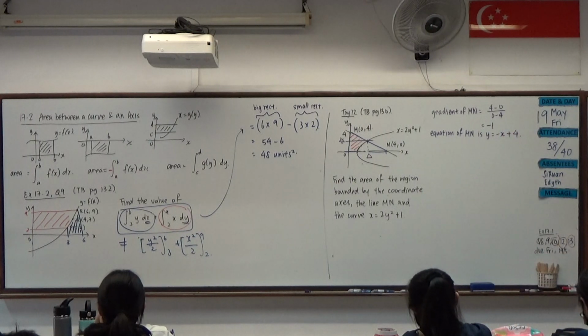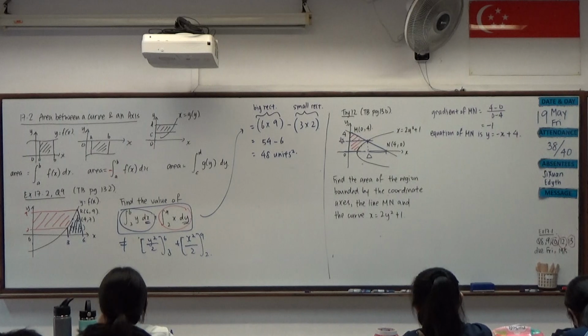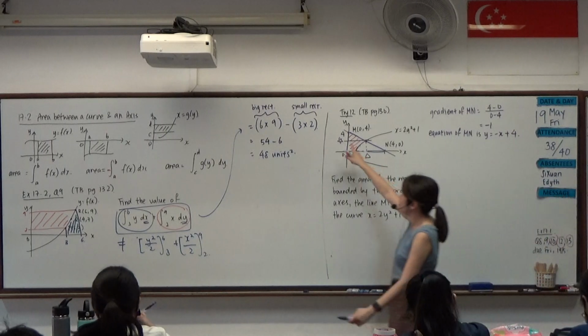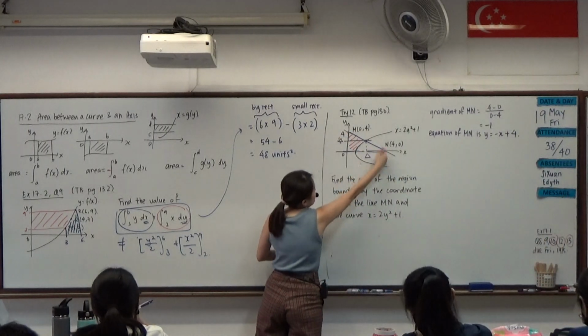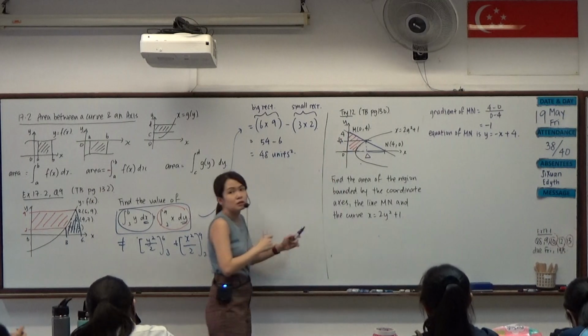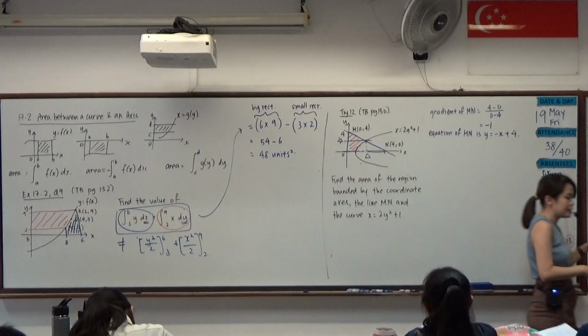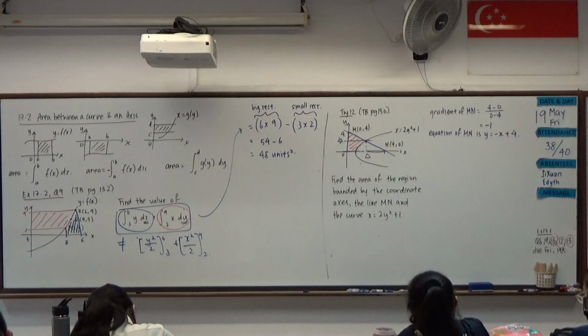We can deduce that the equation of Mn is y equals negative x plus 4. In case you're wondering how come I never do the plus c thing, that's because I already know the y-intercept of this straight line, that is at 4. So I don't need to do the substitution of values in order to form the equation.